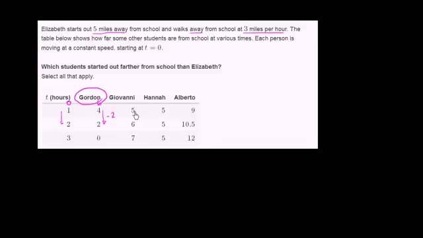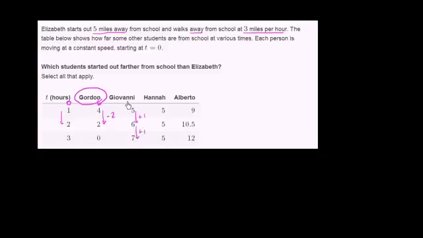Now let's think about Giovanni. So at time 1, he's 5 miles away from school. After 2 hours, he's 6 miles away. So he's getting further from school. So this is a +1. And then after another hour, he is 7 miles away. So every hour that goes by, he's a mile further. He's going 1 mile an hour away from school.